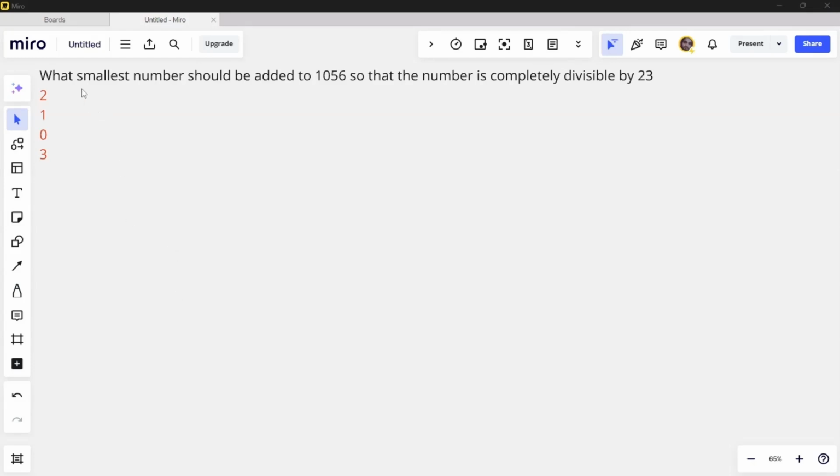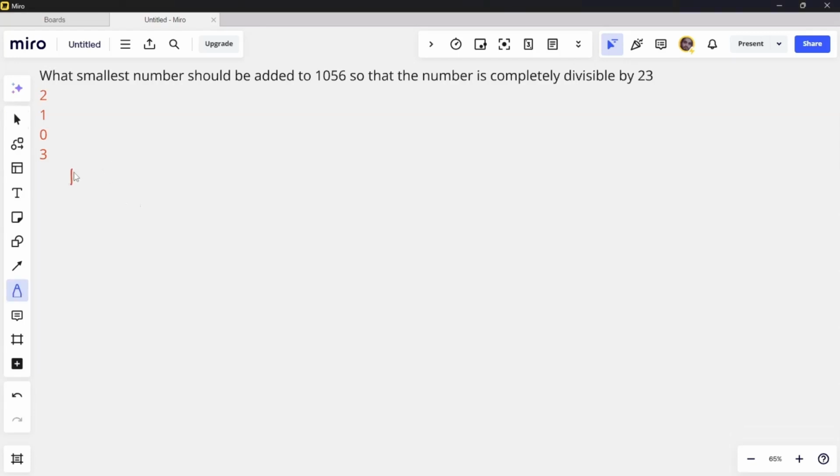So as you can see, this is our question. What smallest number should be added to 1056 so that the number is completely divisible by 23? Okay. So let me tell you how to solve this question. There are basically two approaches to solve this particular question, and I will tell you both. Okay. So let's try the first approach.